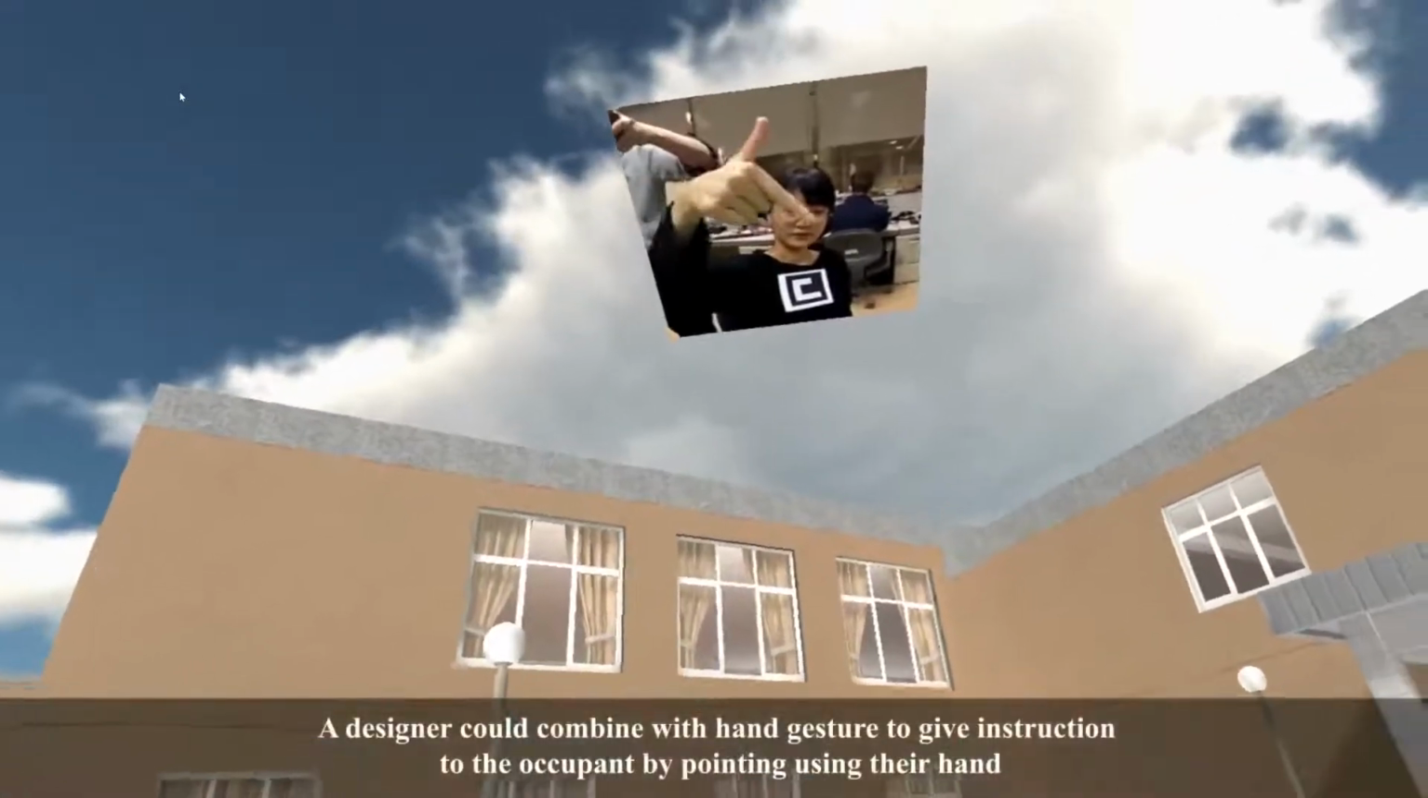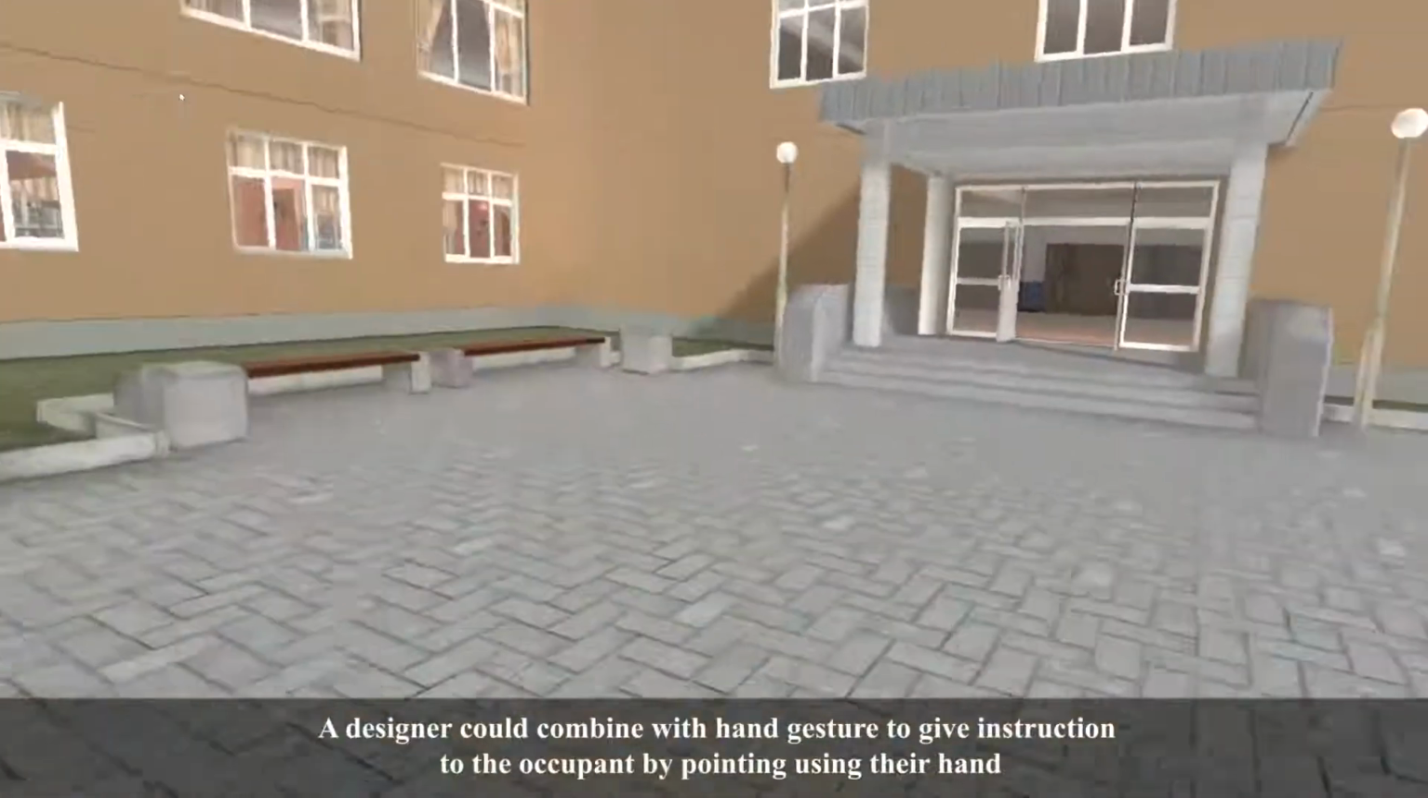To make use of it, a designer could combine it with the hand gesture to give instructions to the occupant by pointing using the hand.